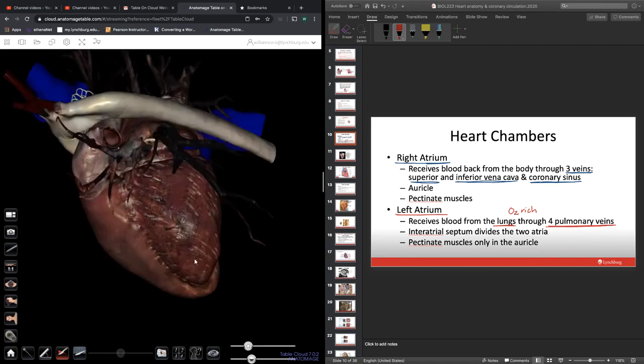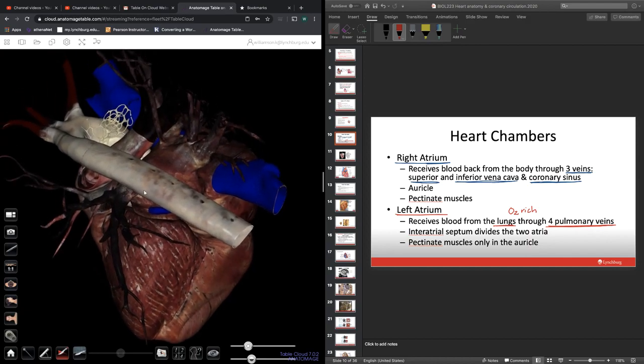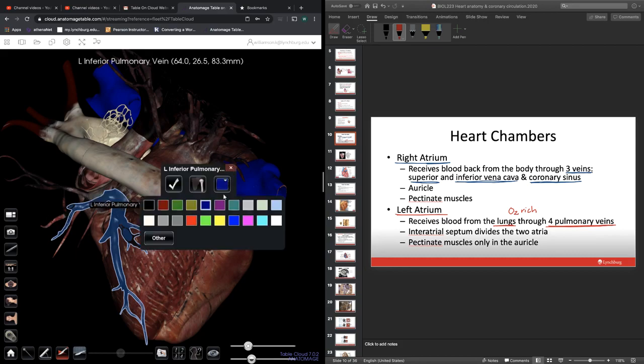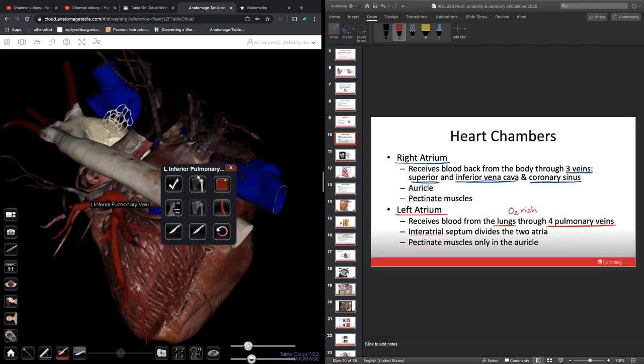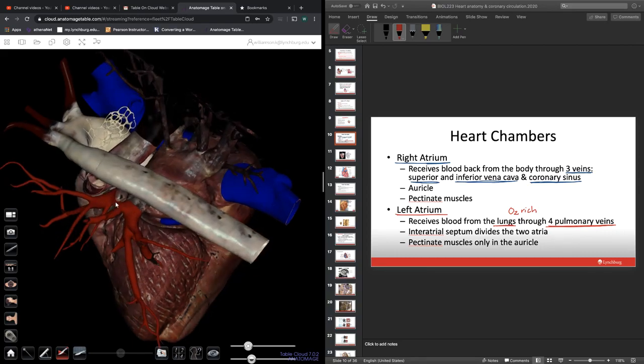So if we take a look at what we have here, if we look at the heart from the posterior aspect, what we're going to see is this is our left atrium here, and we've got 4 vessels that are going to drain into it. So if I look at this side, here's an inferior pulmonary vein that's bringing blood from the left lung, and I can actually take that and I'm going to flat color it red. And then just superior to that, we're going to see a left superior pulmonary vein, both of these draining blood from the lungs back to the left atrium.